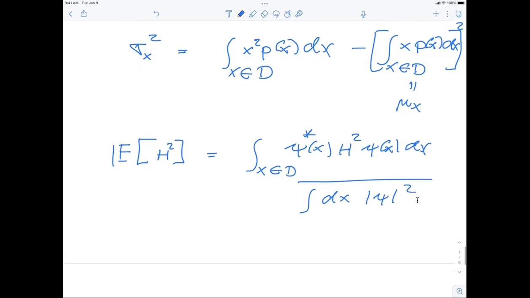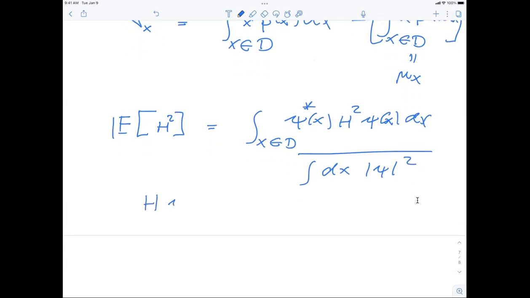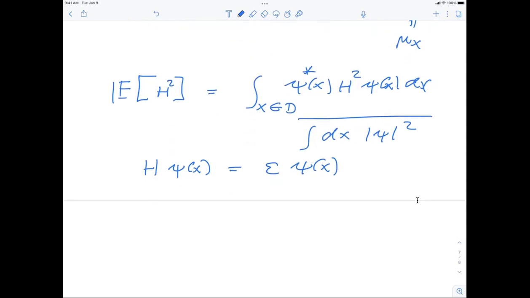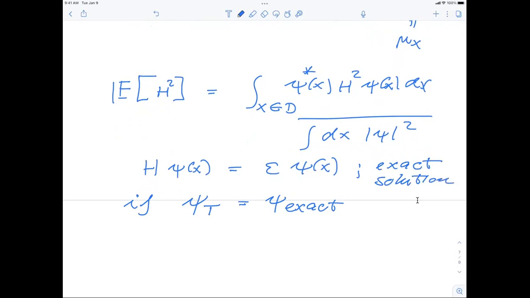Now, if I have psi times H times psi of x, and if this psi of x is an eigenstate of the problem, this is simply given by the eigenvalue times the eigenfunction. This means that if I have the exact wave function, if this psi_t is equal to psi_exact, so this is now the exact solution, it could be one of the infinitely many states of the system.